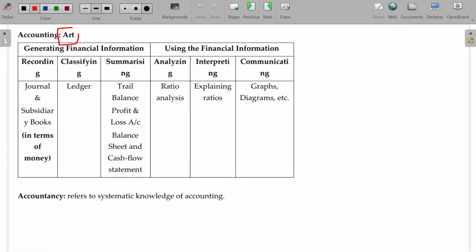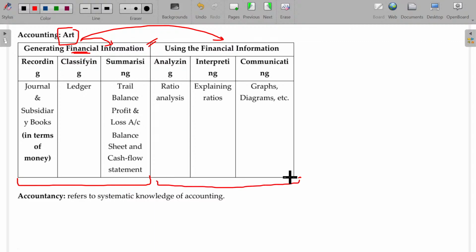And accounting is an art, right? That's how it is defined. So we have two blocks here. One is general financial information, another one is using the financial information we can make some decisions. General financial information will fall up to the final accounts. And after the preparation of the final accounts, the management will decide whether the company is performing good or not, will be the second block. That is what about usage of financial information.